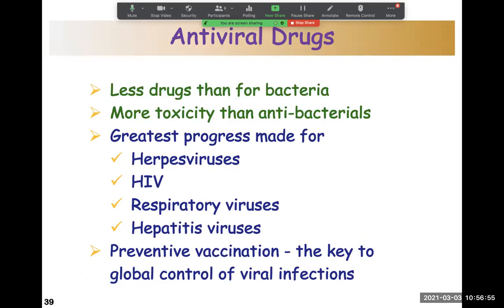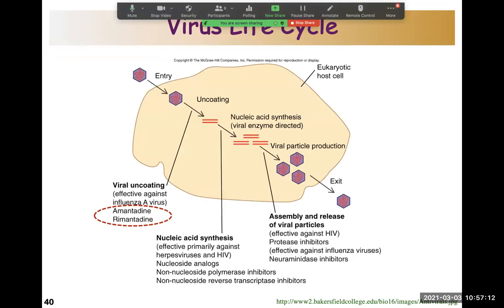Unlike bacteria, we have much fewer drugs for viruses, but unfortunately, they're also more toxic. We have made great progress for herpes, HIV, respiratory, and hepatitis viruses. Again, preventive vaccination is the key. And as was said, a lot of drugs are preventing the entry, so that focuses on the receptors. When the virus enters, it often has to uncoat to release the genome, and you have antivirals that focus on uncoating, particularly amantadine and rimantadine in flu virus.